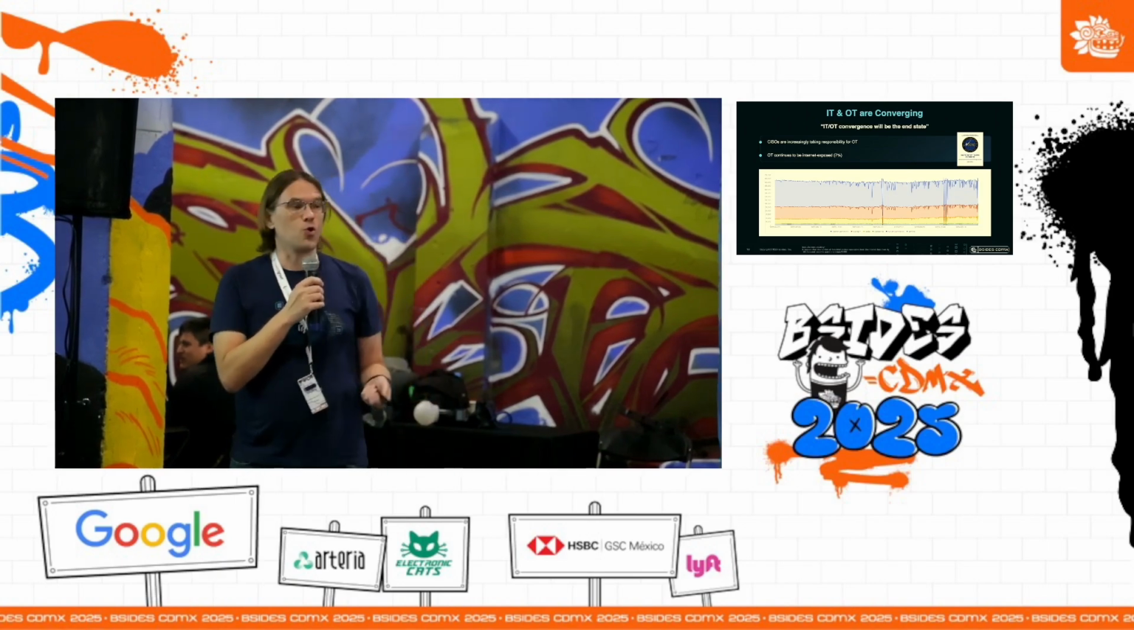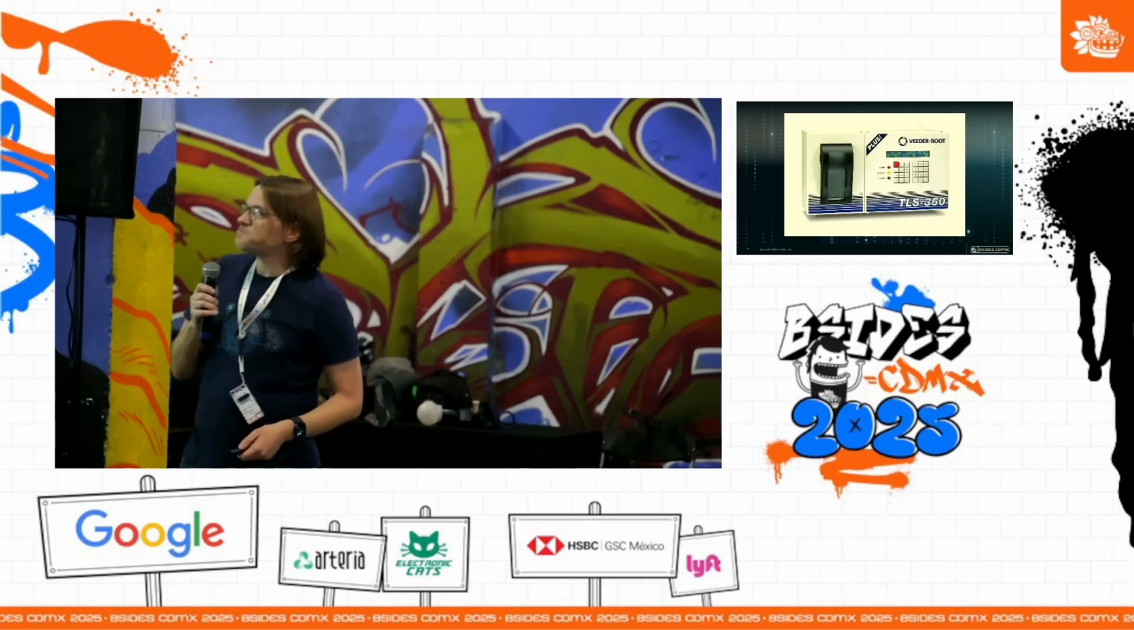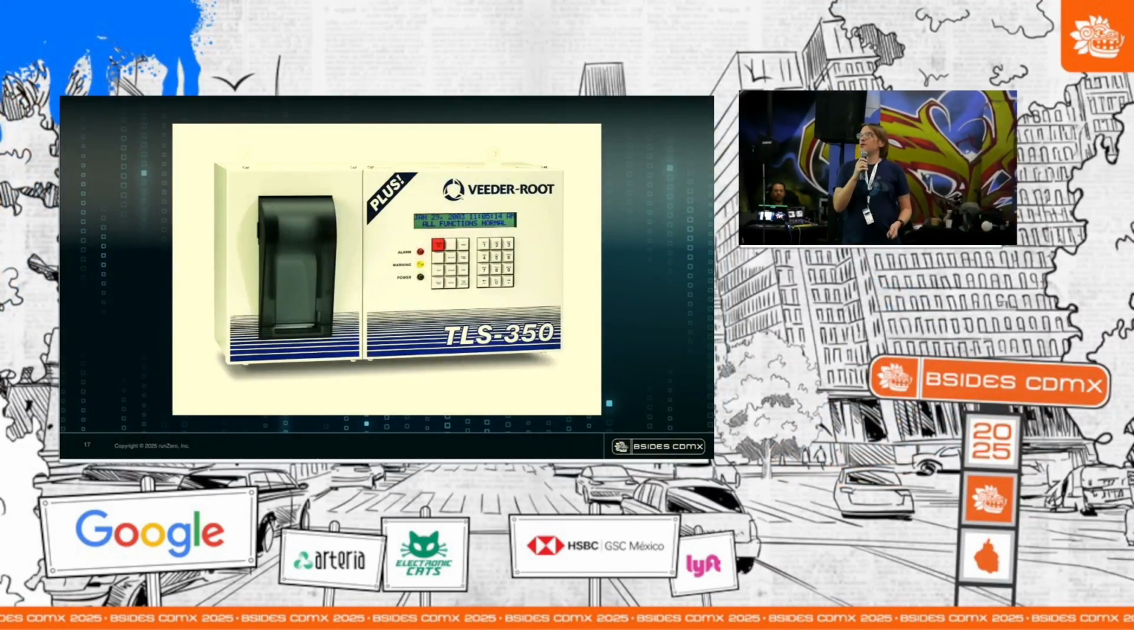You could destroy, you could interrupt food production or power production. So obviously bad. And just as a very quick example, this is a Veeder-Root automated tank gauge. And this is actually what you would see at a gas station. And it is what's used to say how much gas is left in the tanks underground, right?